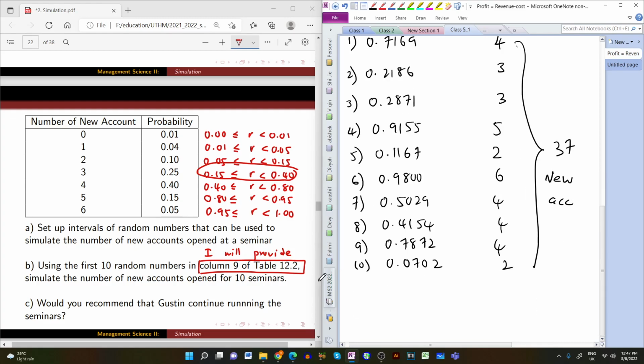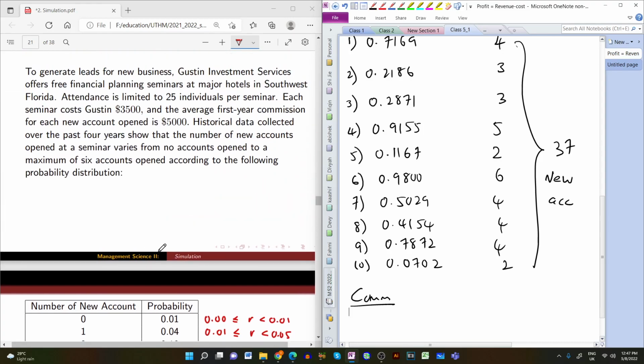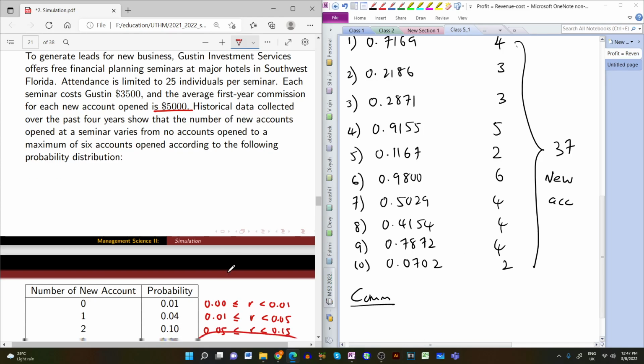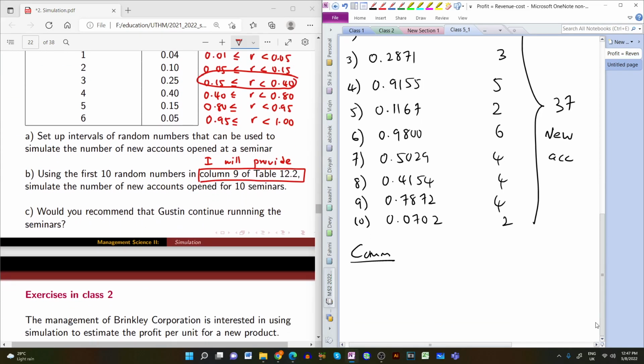Let us see how much commission he gets. The commission is the profit. For each new account opened, he gets a commission of 5,000. So these are based on simulation. There are 37 new accounts times 5,000, you are getting 185,000. This is the commission you get.